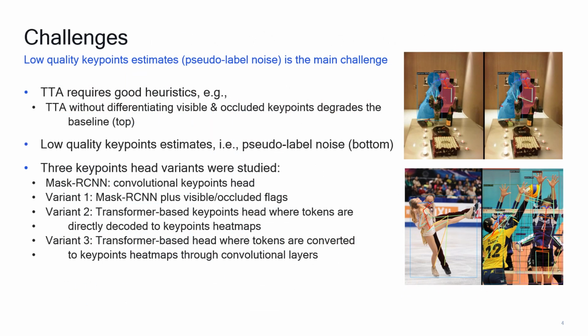TTA has two challenges, dependence on heuristics and pseudo-label noise. As for heuristics, note that adapting the top left image with the correct elbow position degrades the mask around the bouquet of flowers due to elbow's occlusion. As for label noise, note that some of the mask RCNN's keypoint estimates in the bottom image are quite off. We studied three keypoint head variants in addition to mask RCNN's baseline. All variants include visible versus occluded flags, and some are transformer-based.